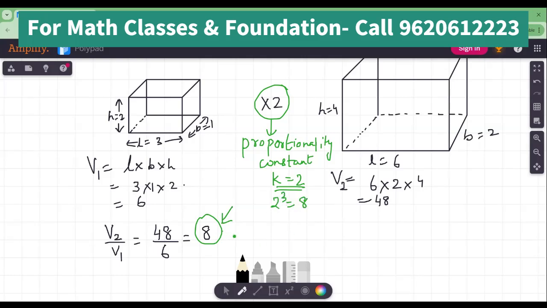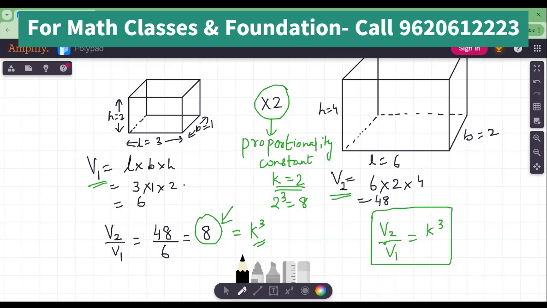That means when we divide the volume of a solid shape by the volume of a similar shape, meaning their lengths are all proportional, the result will be equal to K cubed, the cube of the proportionality constant. This is the relationship we find between two similar shapes and their volumes. When we take the volumes of two similar shapes and divide them, they will be equal to the cube of the proportionality constant.